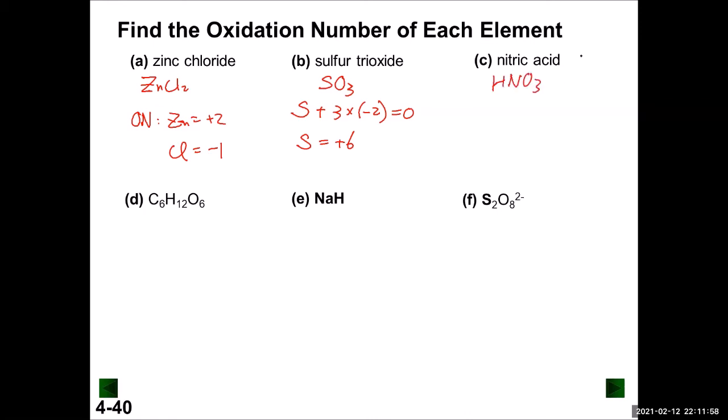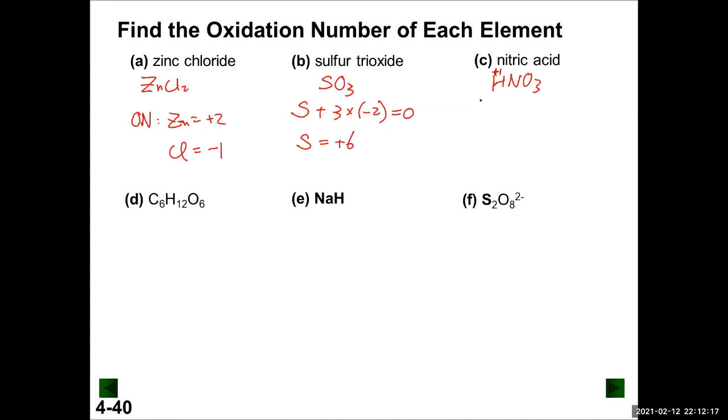And nitric acid is actually an ionic compound, has the H+ ion and nitrate ion. So we have hydrogen, the ON number will be equal to positive 1. We put the ON number right above the symbol of the element. And now I work on the nitrate ion.